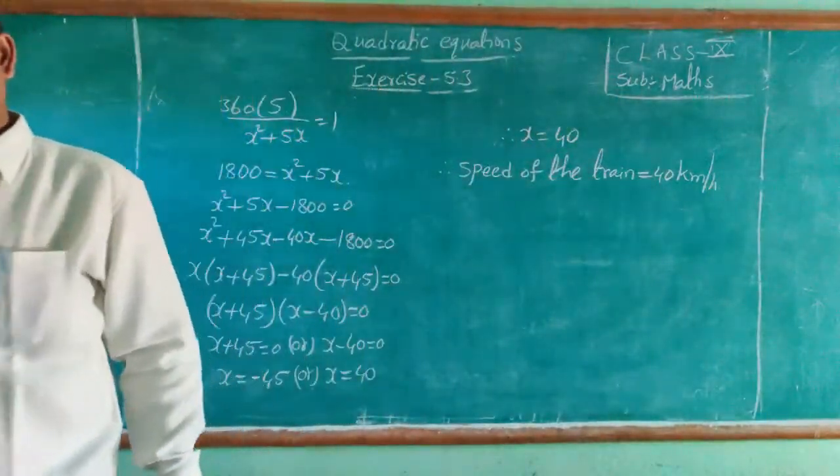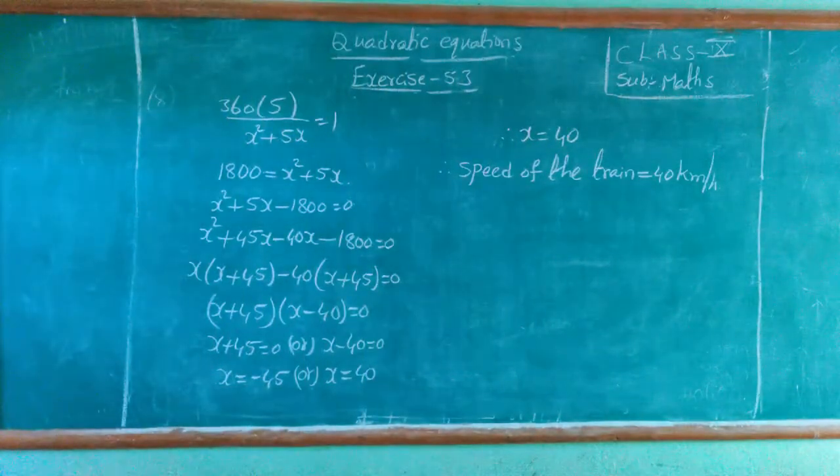Speed of the train, x is equal to 40 km per hour.